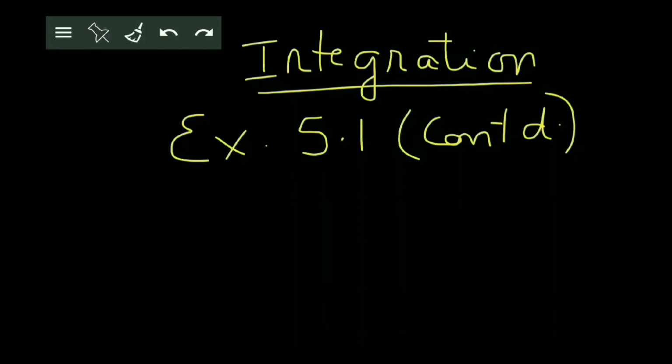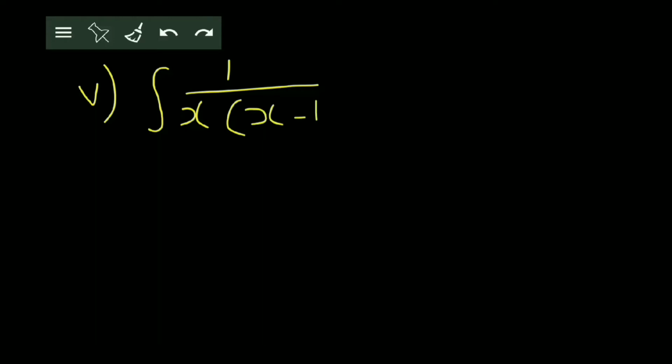Hello students. In the previous lecture, we had started with the concept of integration, and in that we had studied certain formulae. We are going to use those formulae and continue with exercise 5.1, which we had started in the previous lecture itself. In 5.1, we are beginning with the fifth sum now. The question is to evaluate, that is find the answer of this particular integral, 1 upon x into x minus 1 dx.